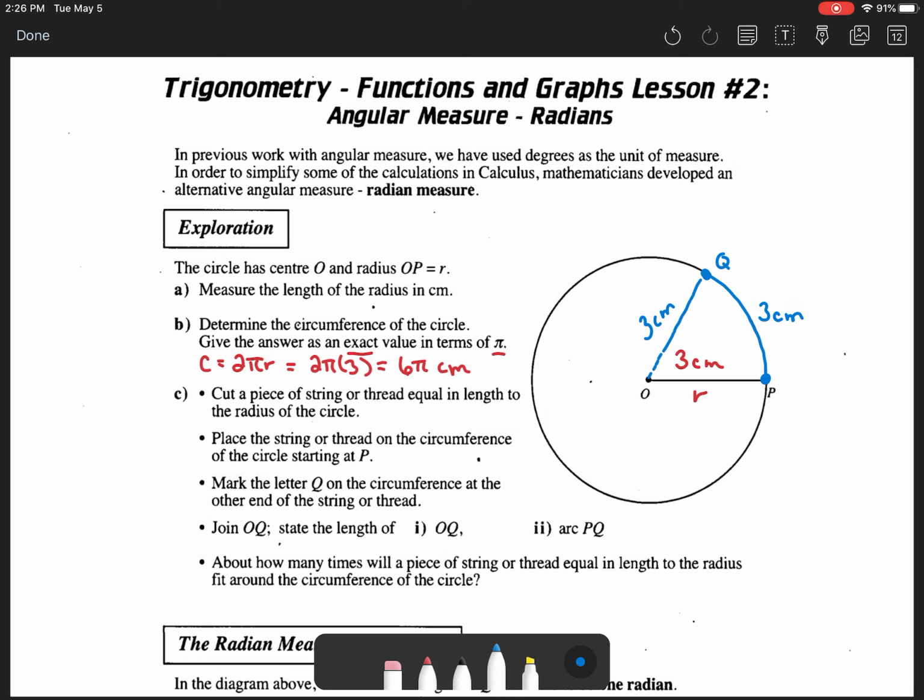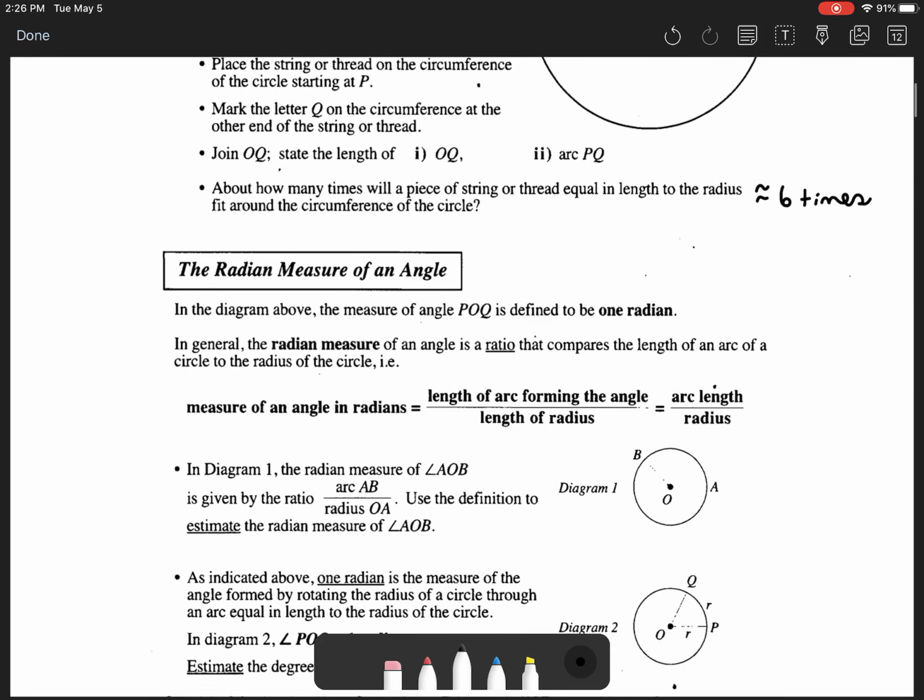Now, it says about how many times will a piece of string or thread equal in length to the radius fit around the circumference of the circle? So what they're saying is this: I took that radius and I laid it on the outside of the circle. About how many times would that 3 centimeter piece of string that I cut go around the outside of the circle? It's going to go around about 6 times. So about 6 times that 3 centimeter piece of string or thread I cut will go around the outside or edge of the circle.